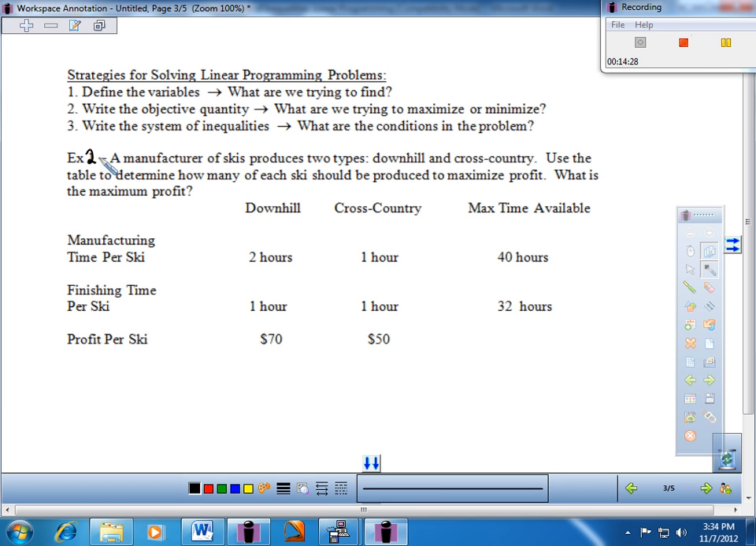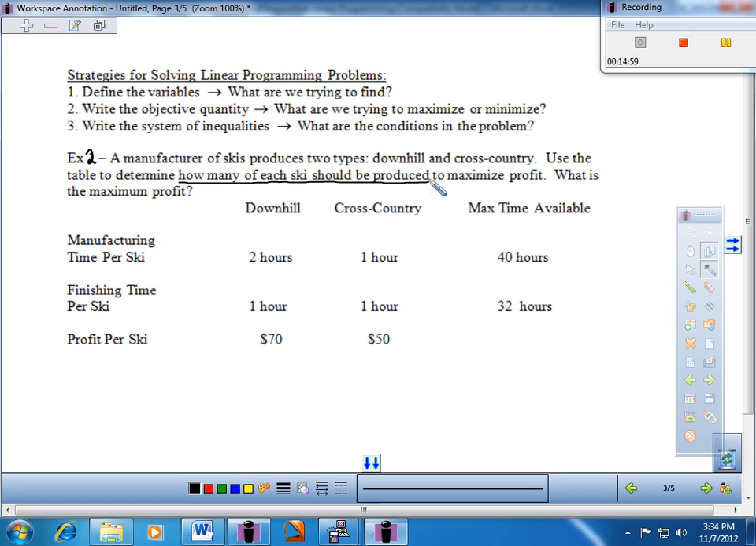A manufacturer of skis produces 2 types, downhill and cross country. Use the table to determine how many of each ski should be produced to maximize profit, and what is the maximum profit. So right away, just things that jump out at me. If we're going to figure all this stuff out, we should probably know what it is we're trying to find. And it says how many of each ski should be produced.